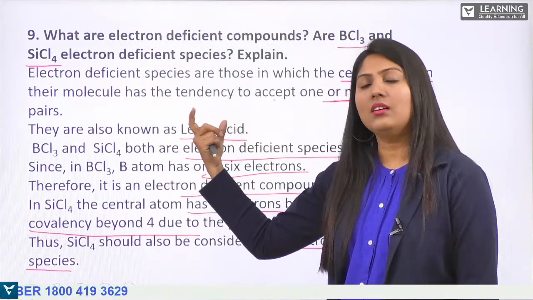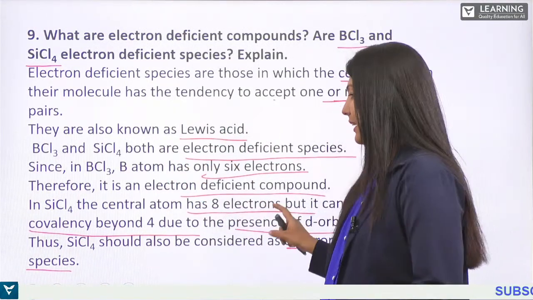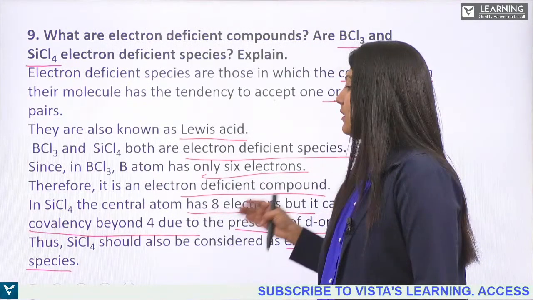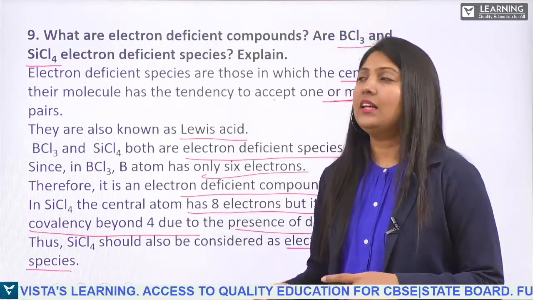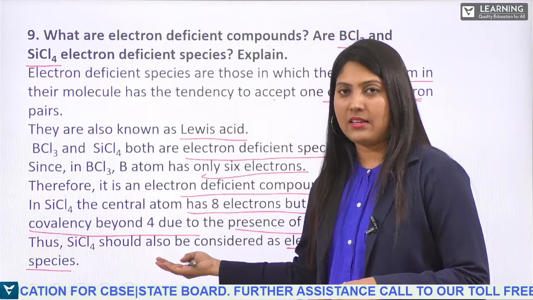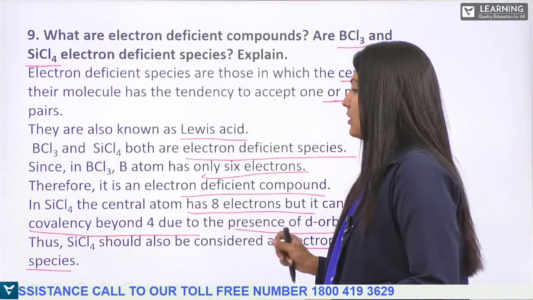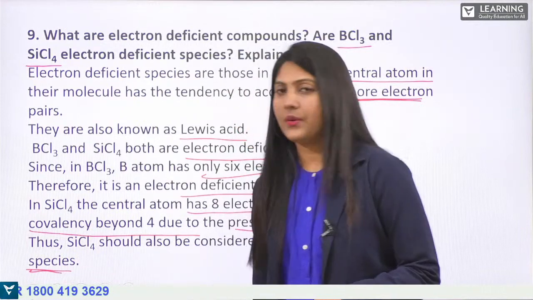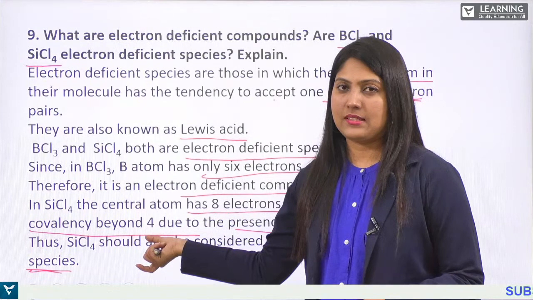So BCl3 is an electron deficient species, but silicon tetrachloride has 8 electrons. It is electron precise, but the exception is that it will also accept electrons because it has vacant d orbitals. It can easily gain electrons and extend its covalency beyond 4. So they can also be considered as electron deficient species or compounds. Okay, that is the exception. These are some of the exceptional cases.